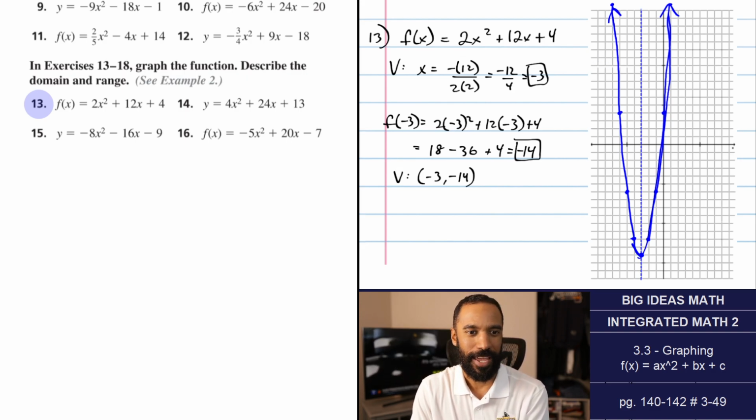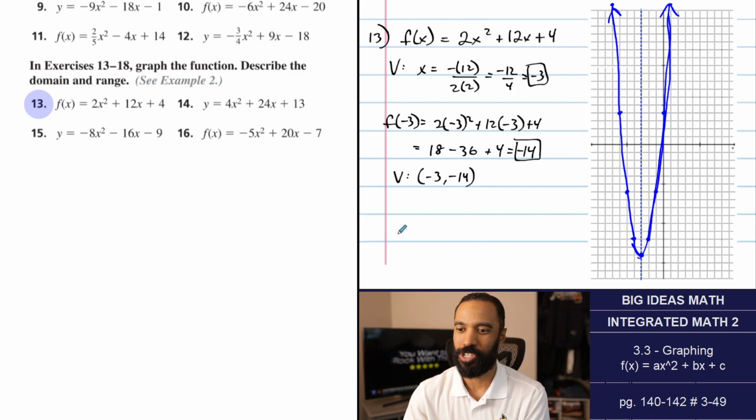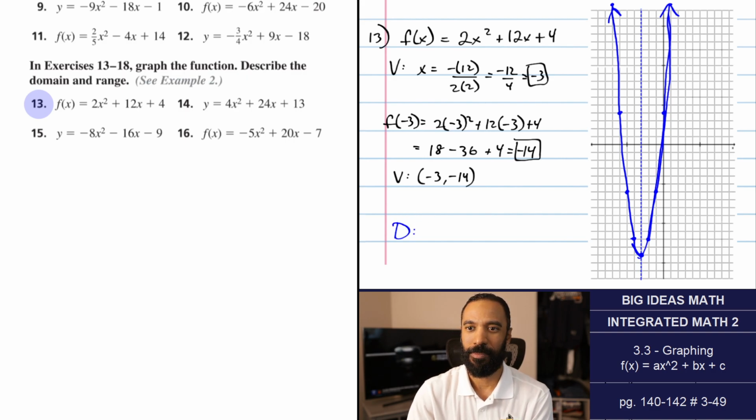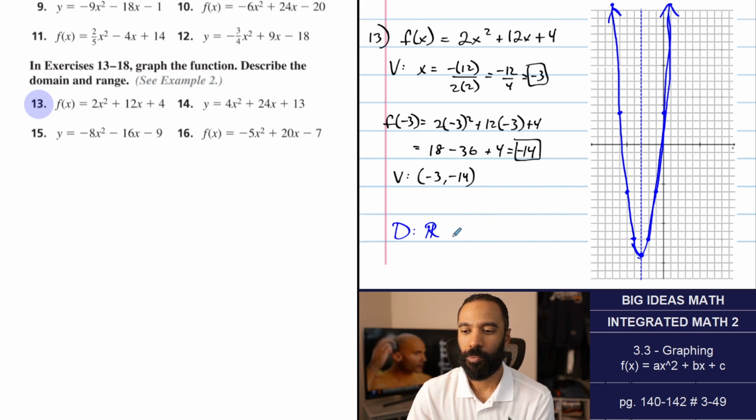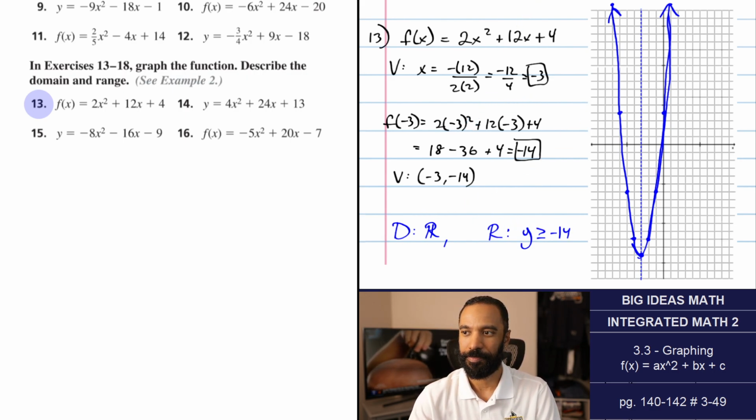Describe the domain and range. Your domain, I'll keep this in blue. Your domain is all real numbers. This is going to go forever left and right. Your range, and by the way, we could have done this without drawing the graph, but this graph will remind us what it is. Your range, the graph goes upward. The lowest point is negative 14. Y is greater than or equal to negative 14. There's your domain and range for number 13.